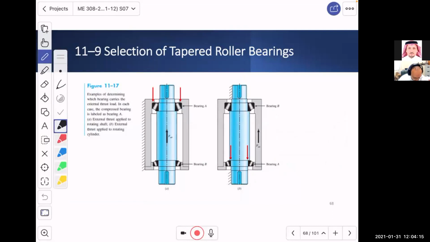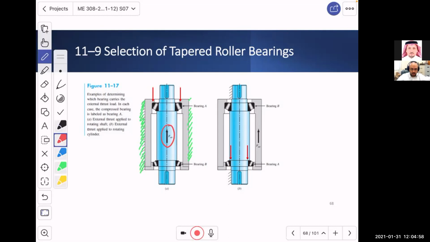In the first one, if you look, the casing, which is this one, as you see, these symbols indicate that the casing is fixed, which is, I think, the most common situation in the industry. And then there is a thrust coming to the shaft. This thrust can come from within, like due to gearing or whatever. Sometimes it comes from the other machine, which is coupled to this machine. Now, there is a thrust, so something is pushing the shaft forward.